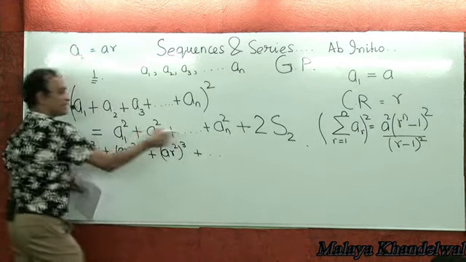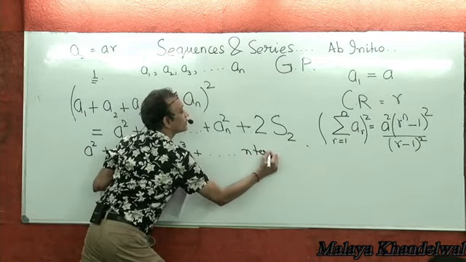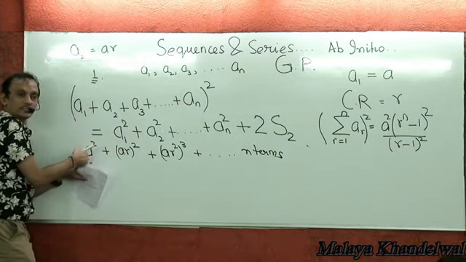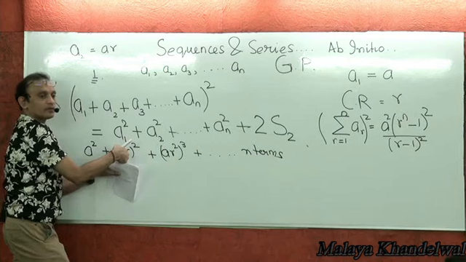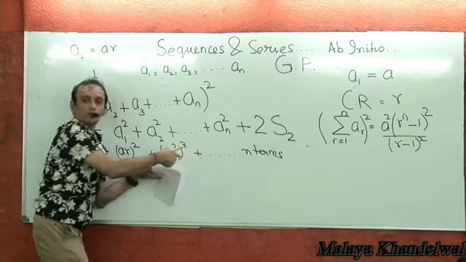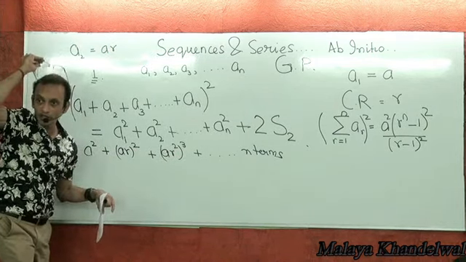Up to how many terms? N such terms, yes or no? Up to n terms. That's this set of terms, right? Could be written like this. A1 squared is A squared. A2 is AR, right? A3 would be AR squared. A4 would be AR cubed, and so on and so forth. Yes or no? Do you all understand this?